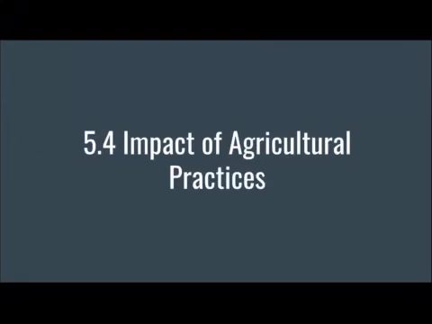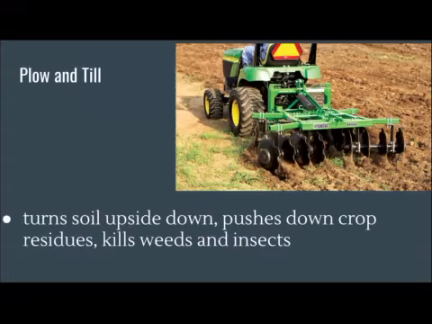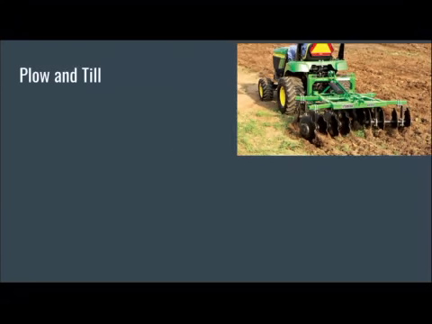All right, so now looking at some of the impact that these agricultural practices that we introduced through the Green Revolution have had. With monoculture, we tend to plow our fields and till up the soil at the end of the season. What this does, it turns the soil upside down, so the crop residue gets pushed down into the soil, it kills seeds and insects, and then you're ready to plant your seeds.